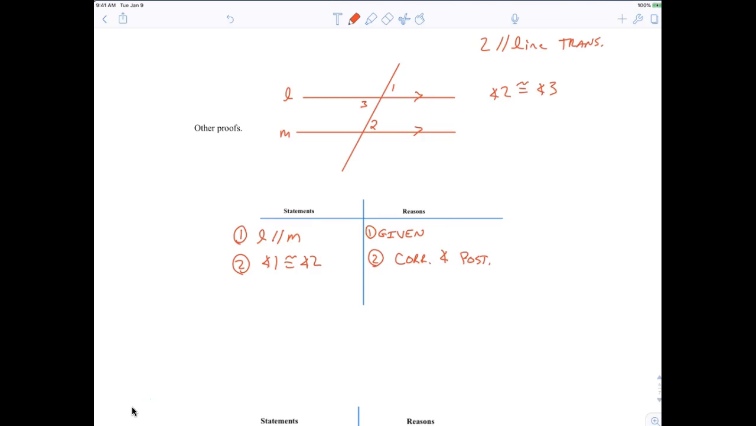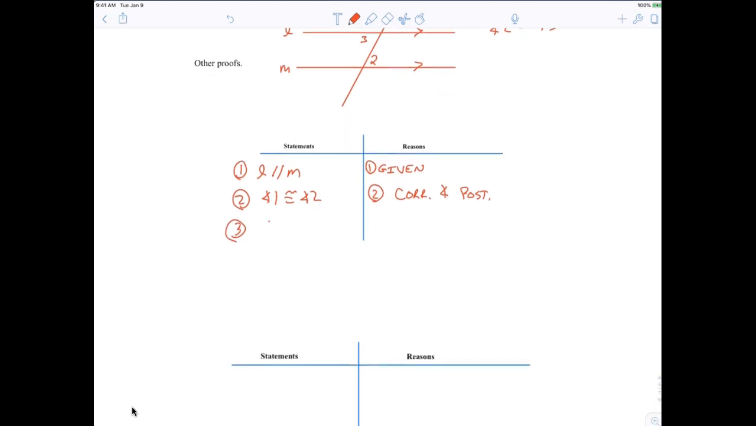Okay, Parker, tell me what's up. Angle 1 and angle 3 are congruent. That's correct. We would say angle 1 is congruent to angle 3, and that's the vertical angle theorem. It is definitely a theorem. We can prove that they are congruent. Is everybody good with that? Okay.